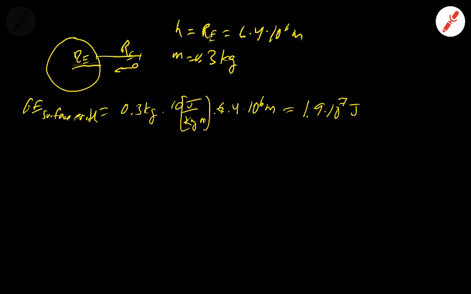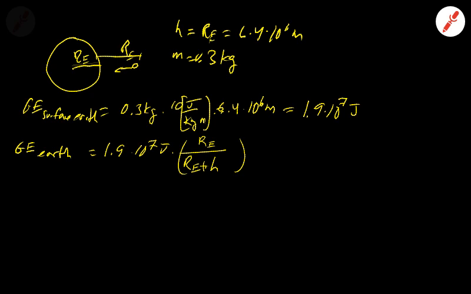Okay. The other form, gravitational energy by the Earth, we have exactly the same thing. So we still have 1.9 times 10 to the 7 joules, but I'm multiplying by a radius of the Earth over the radius of the Earth plus the height. And if the height is exactly a radius of the Earth, this term just turns into a half. So I end up with a half times the 1.9 times 10 to the 7 joules. So it takes less energy, essentially.